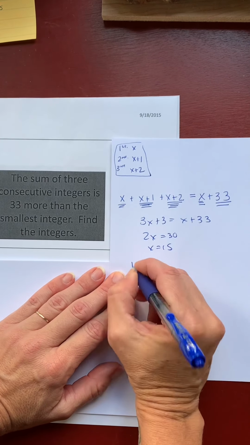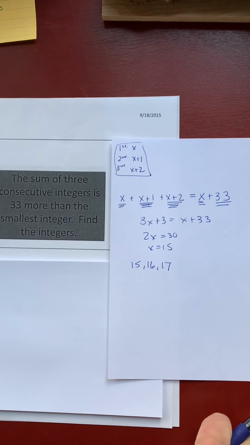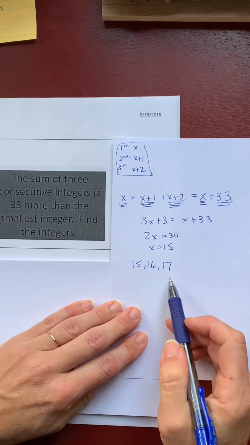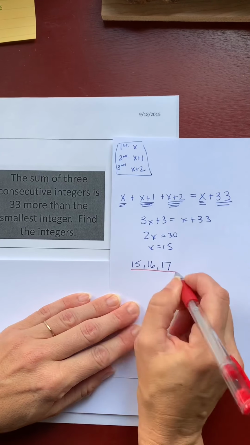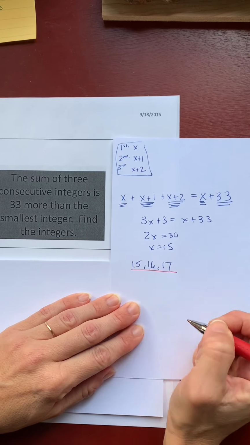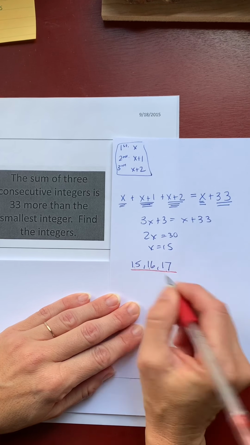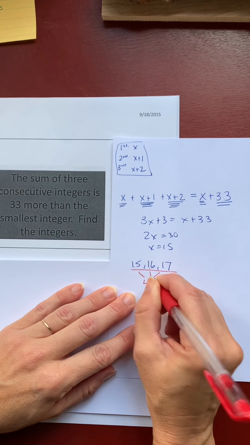So my numbers are 15, 16, and 17. And you know, you can always check these. These are totally checkable. So take the numbers and see if they fit what the problem said. The problem said the sum of 3 consecutive integers. So let's add these up. 15 plus 16 plus 17. So 10, 20, 30, 41 plus 7. The sum of these is 48.